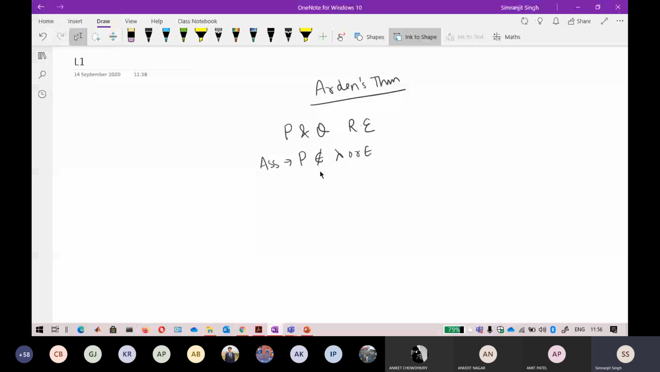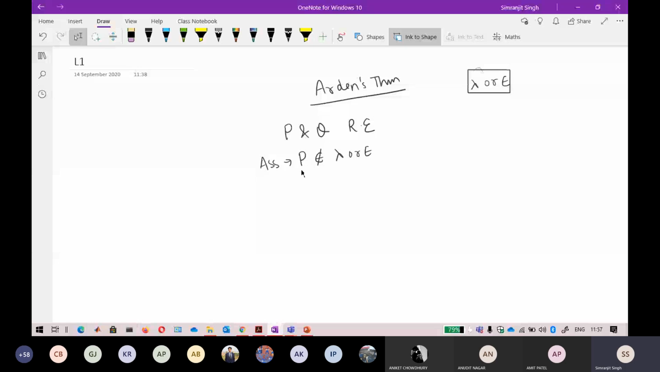There is also another thing: sometimes in the books lambda is used. So don't hesitate about that, the meaning of lambda is epsilon. If you remember, lambda is equal to epsilon.